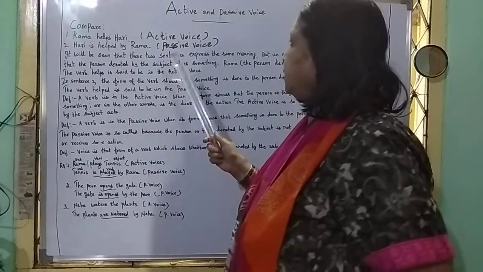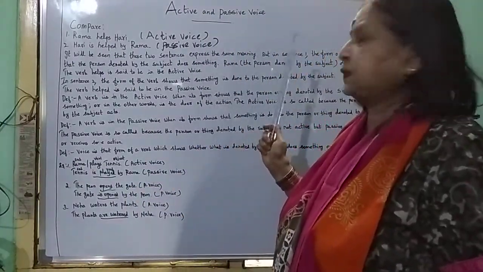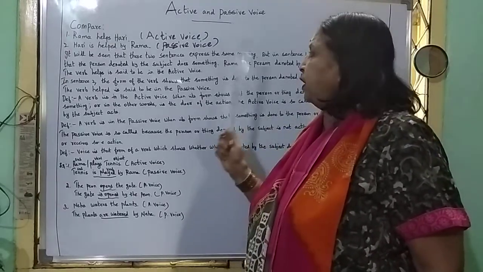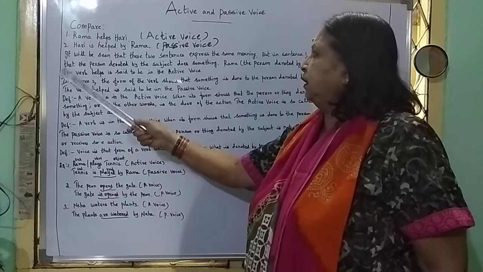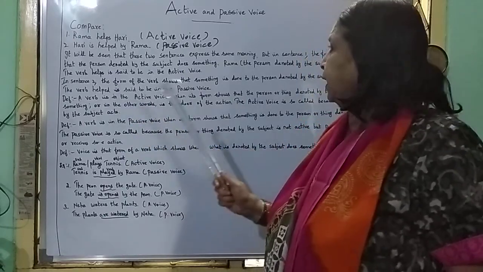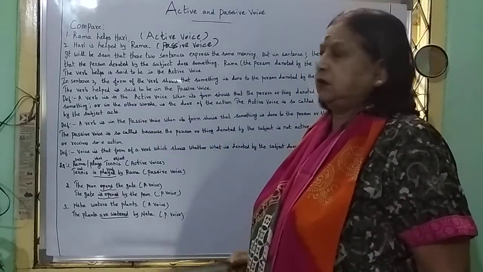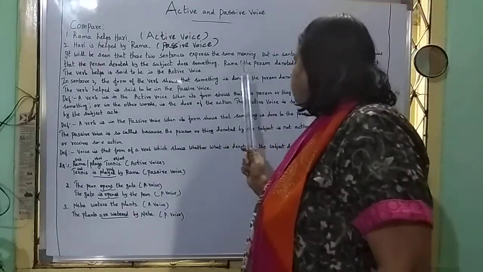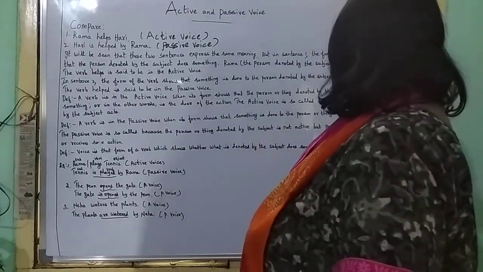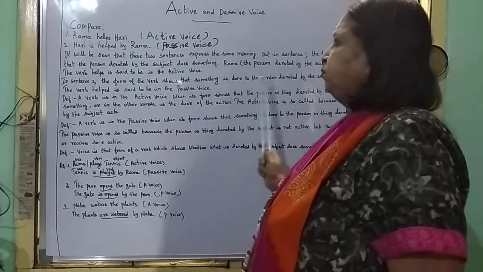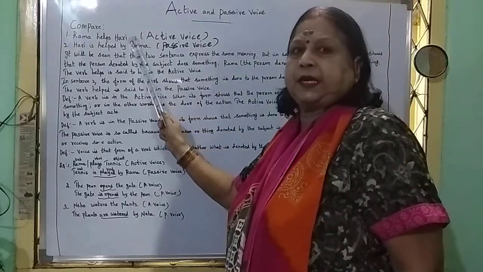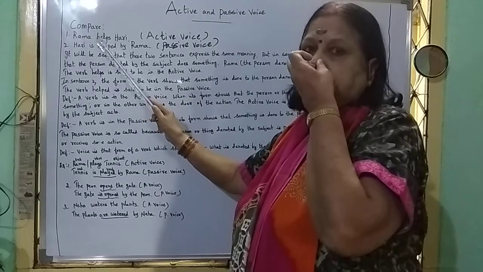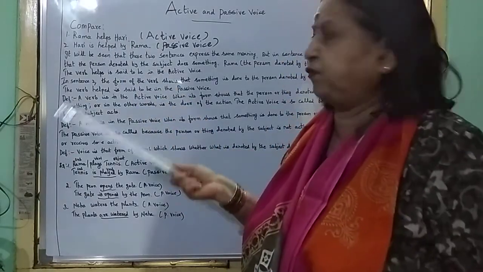It will be seen that these two sentences express the same meaning. But in sentence 1, the form of the verb shows that the person denoted by the subject does something. Rama, the person denoted by the subject, does something. Rama helps Hari. Rama is the subject here. Helping is one action, the verb.